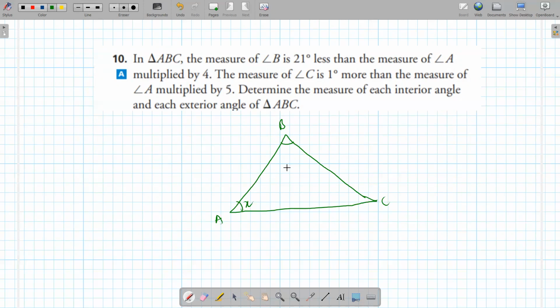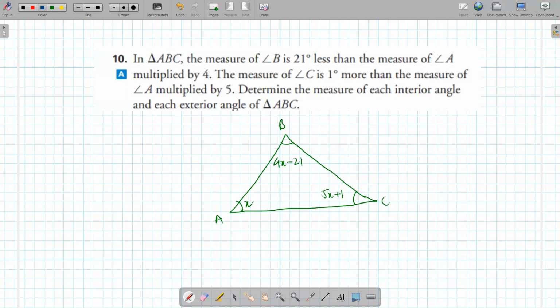This has to do with the equations unit that you're doing in school. 21 less than A multiplied by 4. It's 4x minus 21. Okay. Not 21 less than A divided by 4, and we know A is x. Try for C. C is 1 more than A multiplied by 5. So 5x plus 1. Yes, like that. Now what do we do?